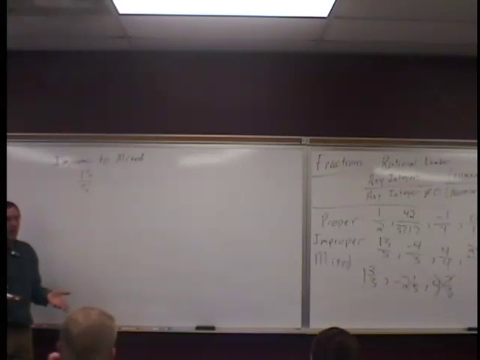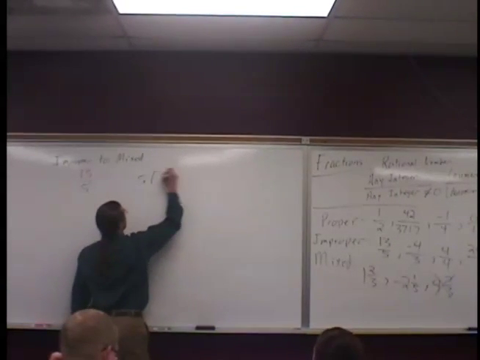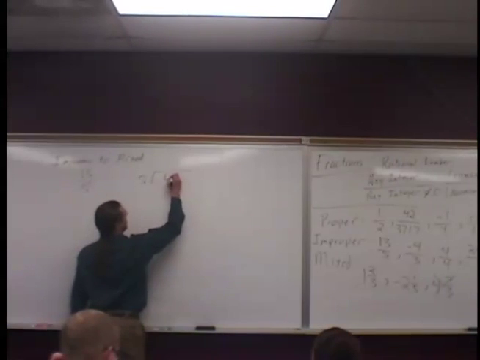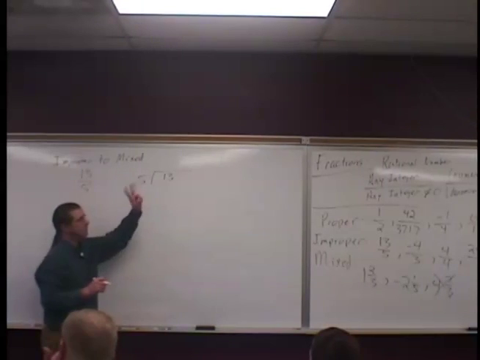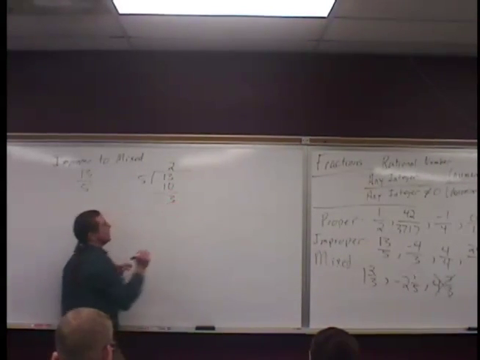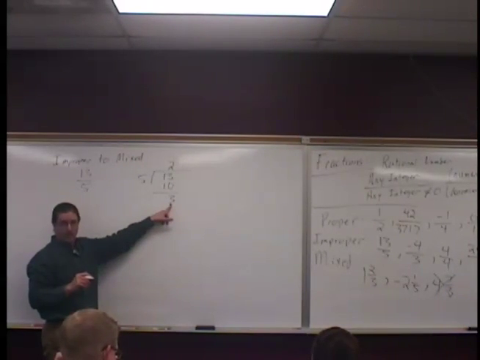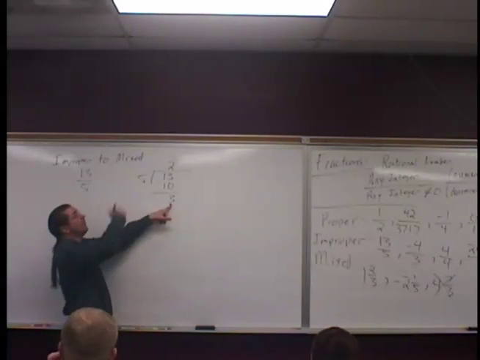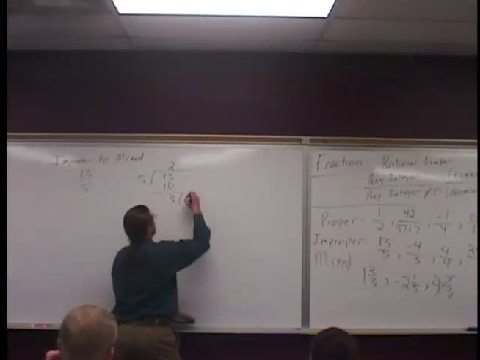Method, long division. You guys know how to do some long division in your head, hopefully. Take the denominator, divide it into the numerator. How many times does 5 go into 13? 2. 5 times 2 is 10. 13 minus 10 is 3. Once you've used up all of your numbers, what is the 3? It's the remainder, which becomes the numerator, right? So the remainder becomes the numerator.